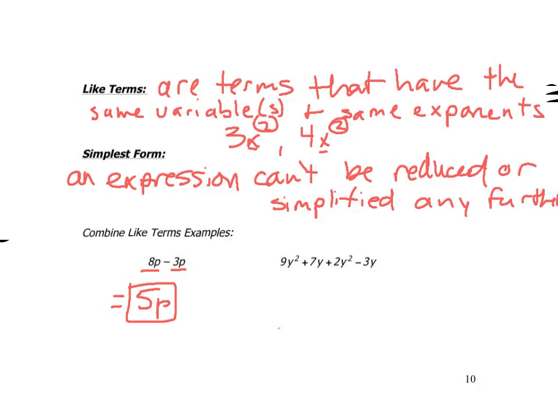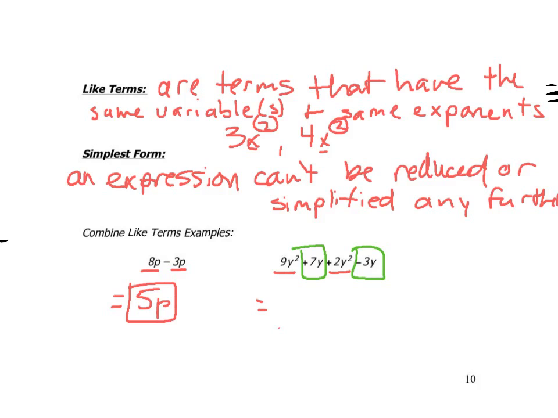Okay? Now, looking at the next one, we have 9y squared plus 7y plus 2y squared minus 3y. Now, you may have multiple pairs or groups of numbers that are like terms, so let's define those. So I have a 9y squared. It looks like I also have a term 2y squared. So those are like terms because they both have a y and they're both squared. Now, we also have a 7y. So looking at that, for a like term, there's negative 3y. So those are like terms as well. Notice how the number in front has nothing to do with whether it's a like term or not.